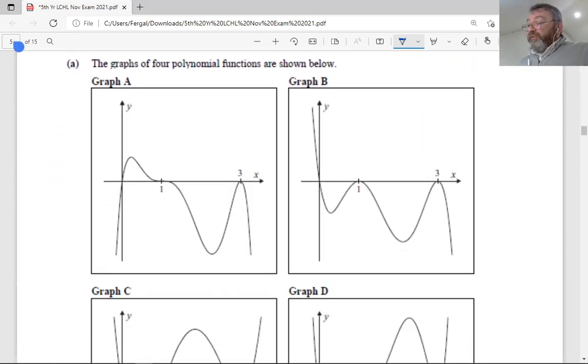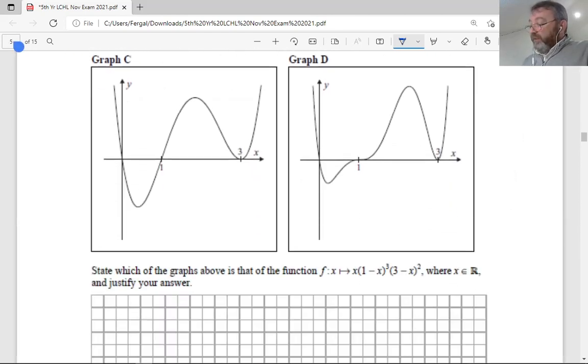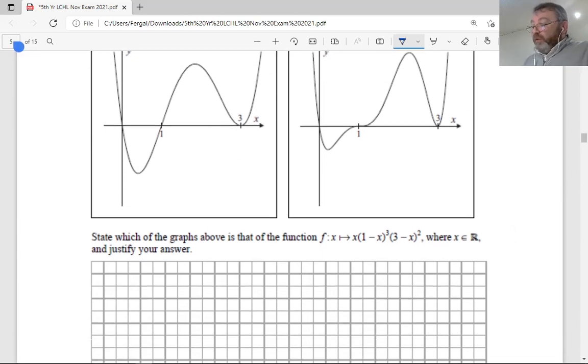Okay, the graphs of 4 polynomial functions are shown below. Graph A, graph B, graph C, graph D. Here's what we're told next. State which of the graphs above is that of the function x times (1 minus x) cubed times (3 minus x) squared. Okay, now again, this is a kind of a difficult thing to get into your head, because we're only dealing with the x's here to tell me what the graph is going to do.